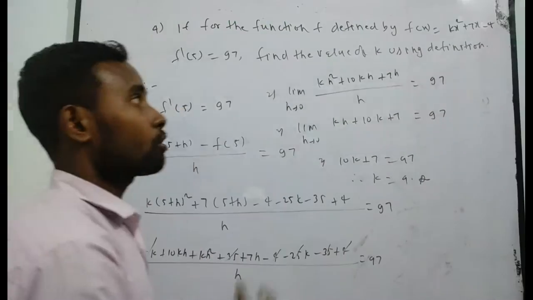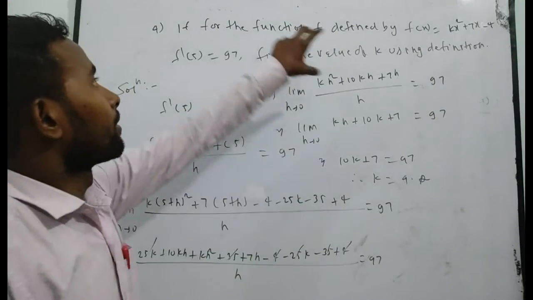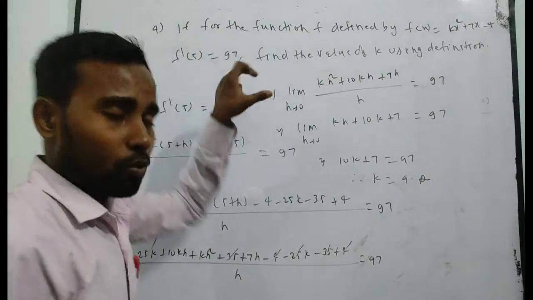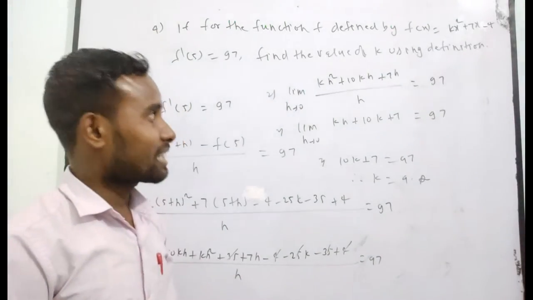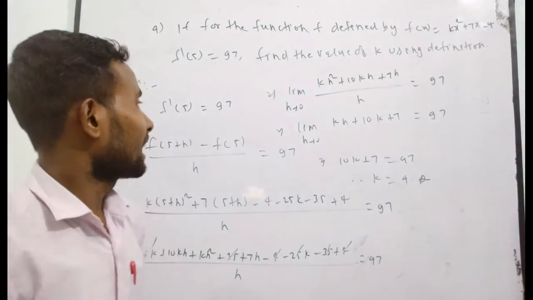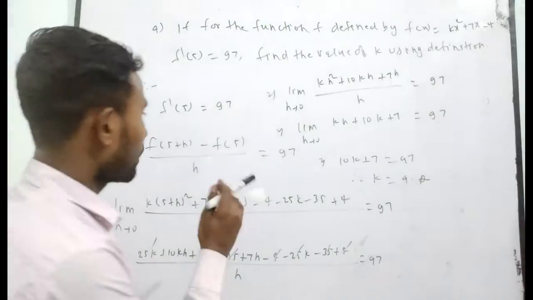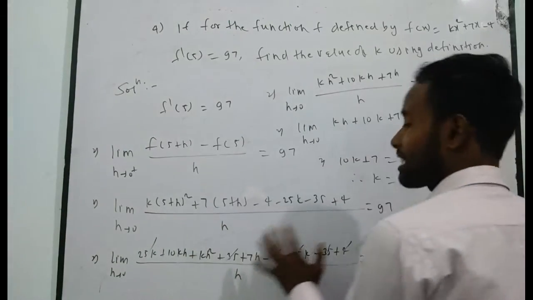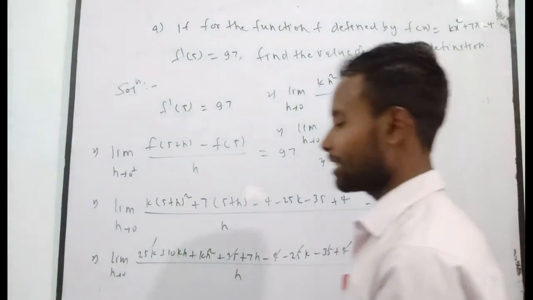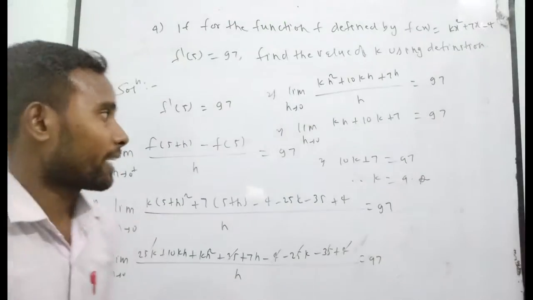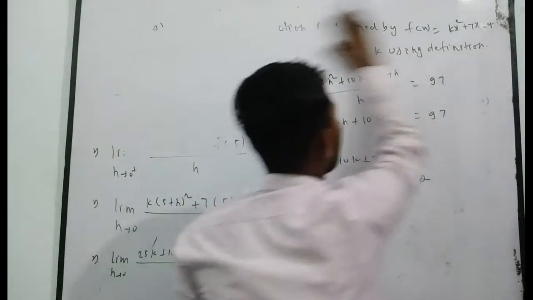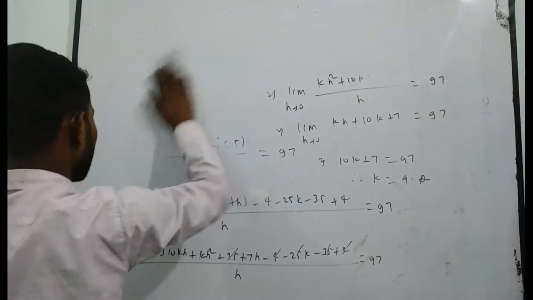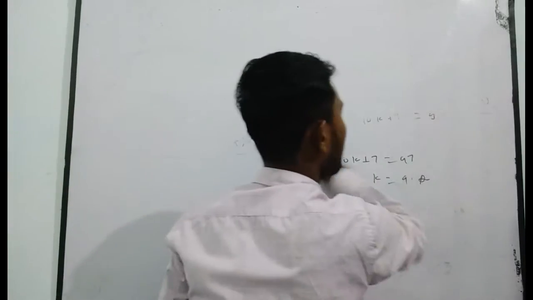That means for k is equal to 9, f dash 5 is equal to 97. You can see in this whole process there is nothing, only you have to take care of calculations of the problem. Otherwise, everything is okay in this problem. Now, again take the next problem for you.